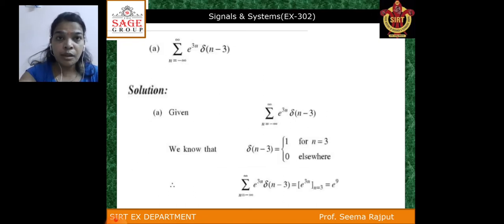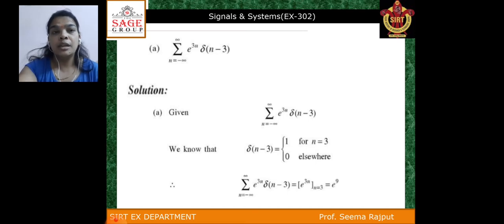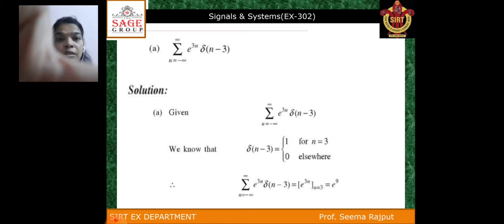So what is the first summation? The first summation is the summation of n equal to minus infinity to infinity of e to the power 3n del n minus 3. That del is the impulse function. In an impulse function, the area under the curve is unity. In that case we know that del n minus 3 is equal to 1.